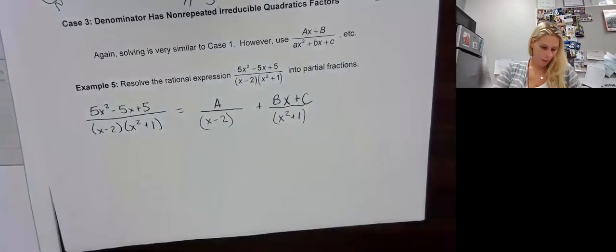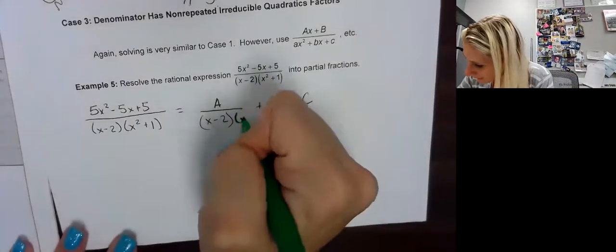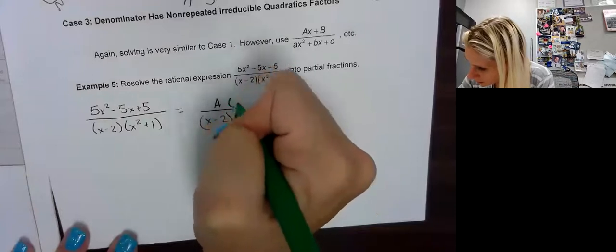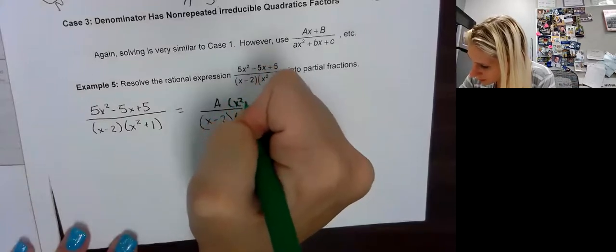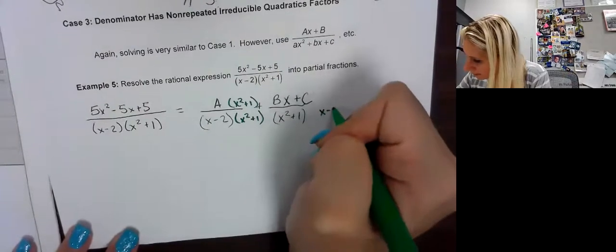Okay. Now we need to do our common denominators, of course, just like we normally have. So we get, this is missing an x squared plus 1. And this one's missing an x minus 2.